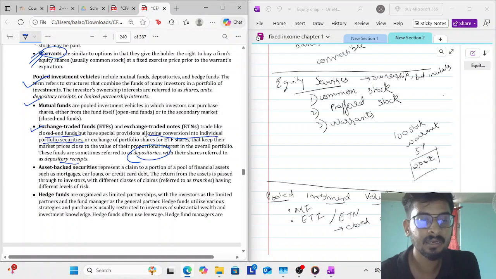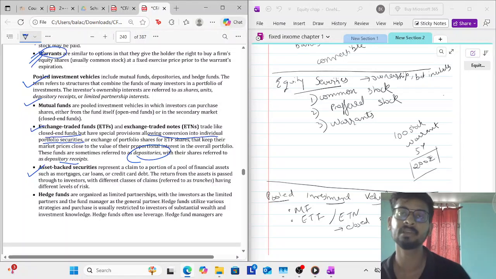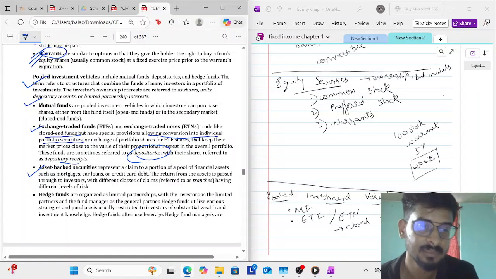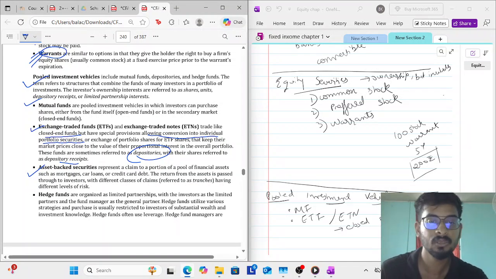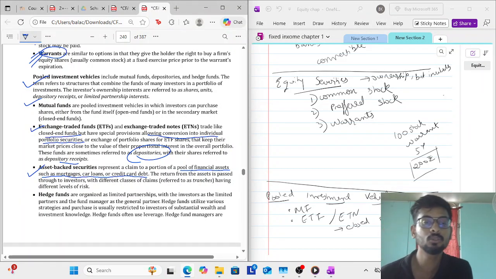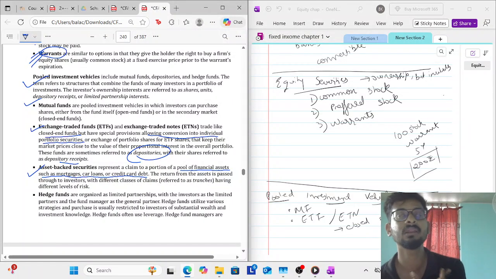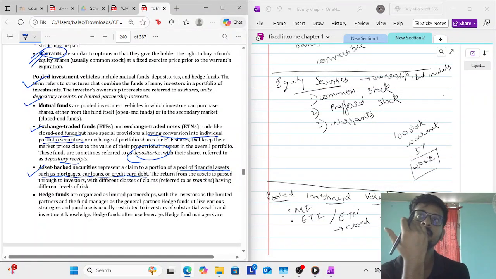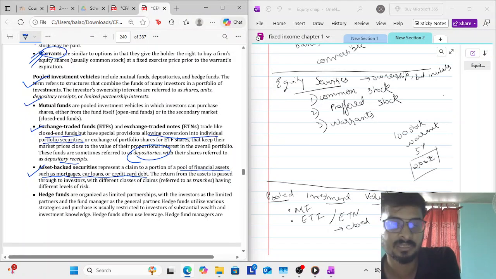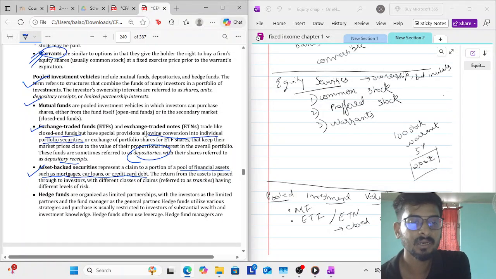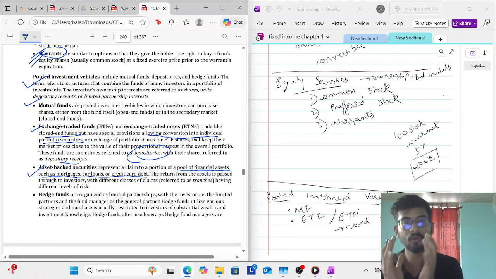In the last few slides we have seen asset-backed securities. I said that we will not go into depth, but here we are seeing the topic again, emphasizing this point only. It represents a claim to a portion of a pool of financial assets such as mortgages, car loans, credit card debt, etc. The return from the assets is passed through to investors with different classes of claims. In the first fixed income chapter we learned we have tranches, like senior and subordinate debt. You can refer to the first fixed income video, where we have a small glimpse of it. So basically ABS is a pool of financial assets.